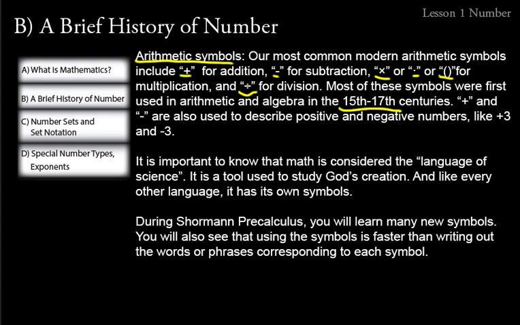We also use plus and minus to describe positive and negative numbers, like +3 and -3. So it's important to know that math is considered the language of science. We've mentioned that already. Like every other language, it has its own symbols. During Shormann Precalculus, we're going to learn many new symbols, a lot of them. You'll also see that using the symbols is faster than writing out the words or phrases corresponding to each symbol. Sometimes it's kind of a pain to have to memorize all of those new symbols, but you're learning a language as you do mathematics, and to become fluent with it, you have to repeat the use of it.